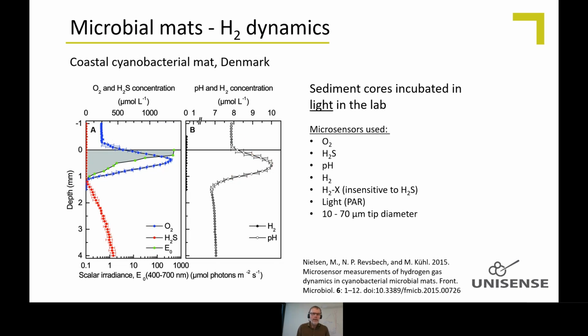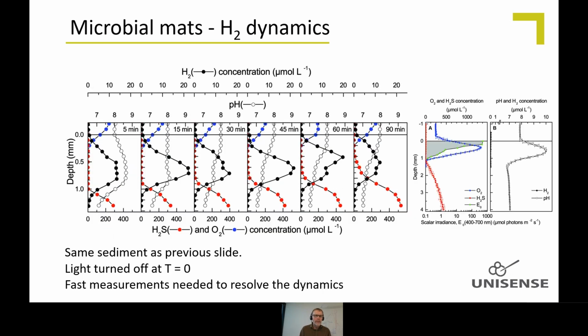One more thing I should mention is that hydrogen was 0 here. That is the black dots along this axis. They were interested in seeing what happens when light is turned off. And they then measured as fast as they could, I believe, all these profiles 5, 15, 30, 45, 60, and 90 minutes after light was turned off.